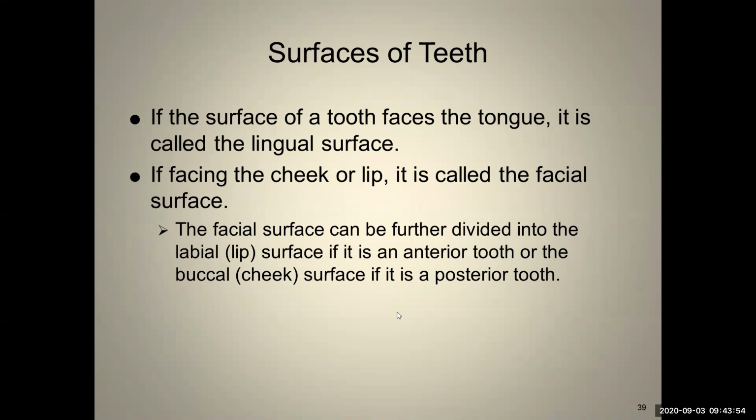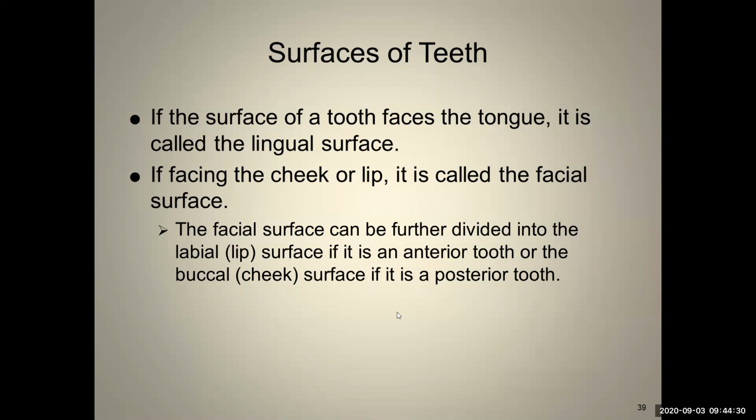More landmarks. If the surface of the tooth faces the tongue, towards the inside of the mouth, it's called the lingual surface. Whether it's a top tooth or a bottom tooth, a maxillary or a mandibular tooth, we call it lingual. Now we can further break that down. If it's a maxillary tooth, we can call it the palatal surface as well. Most of us call it the lingual because it's towards the tongue. If it's facing the cheek or the lip, it's called the facial surface.